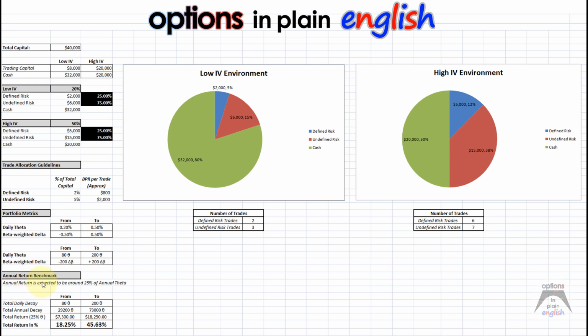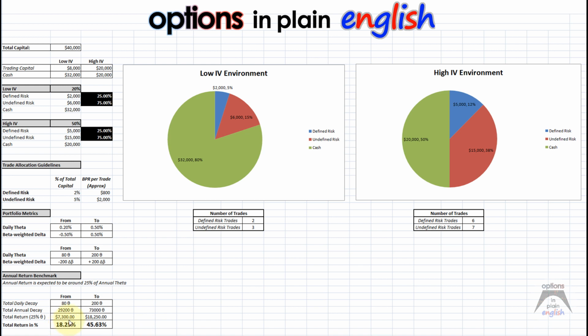The annual return is expected to be around 25% of the annual theta. So if we use 80 thetas or 200, we have in the whole year 29,000 and 73,000. So total return would be 25% of that. So those thetas are converted into 1/4 of that number in dollars. Same here. And you would have a return of anywhere between 18% and 45%.